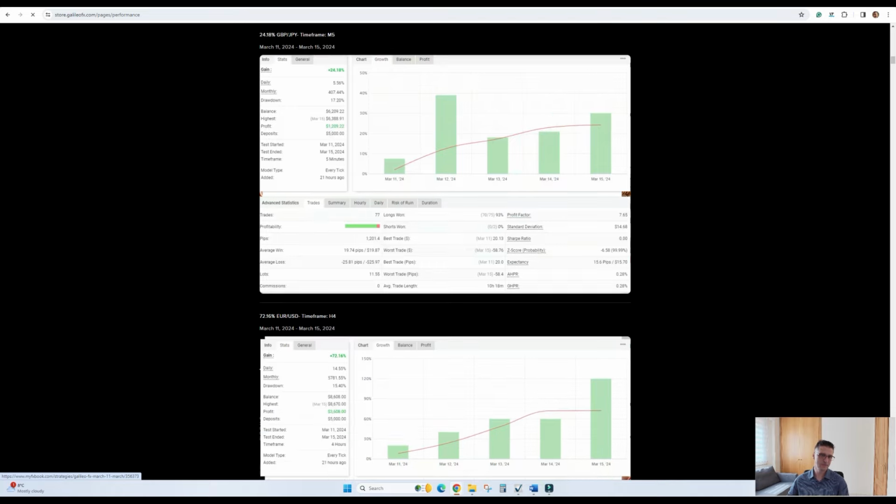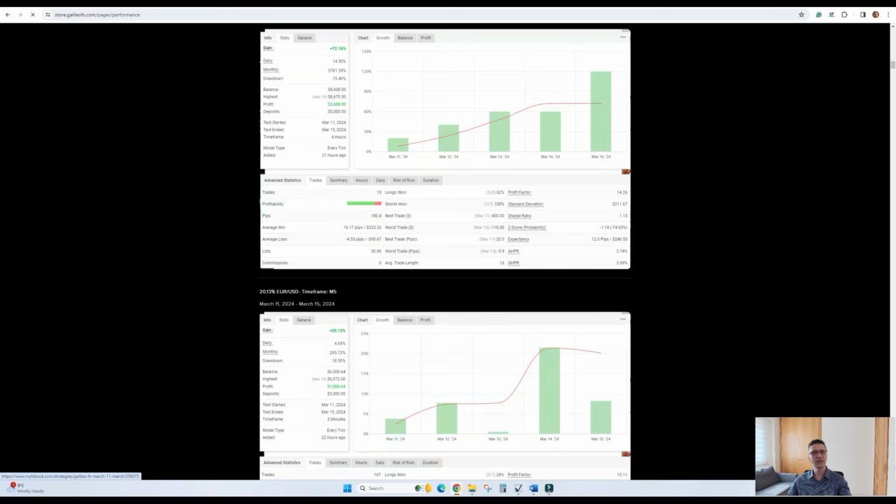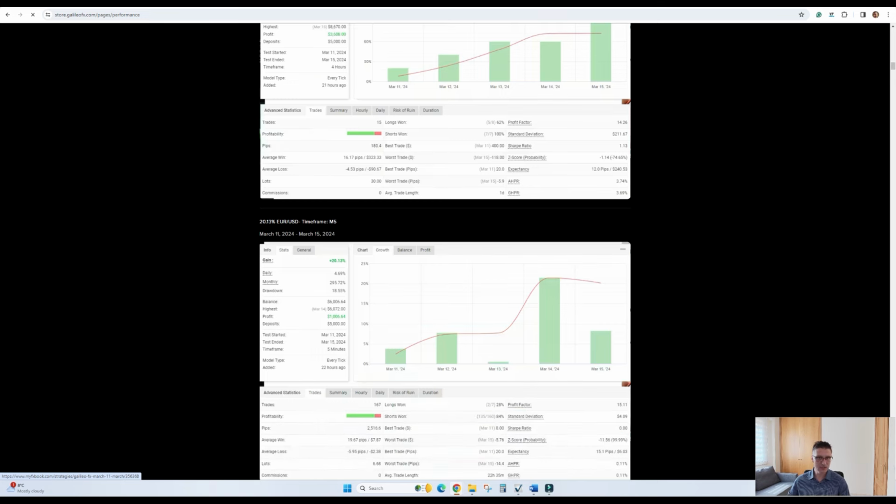Still on the 5-minute, this is the euro US dollar on the 4-hour chart. Now this is interesting because on the 4-hour chart we have a drawdown of 15.4, but also we have a 72.16%. So if you click on all these ones, a new page will open on my FX book. Let's pick one, this one.